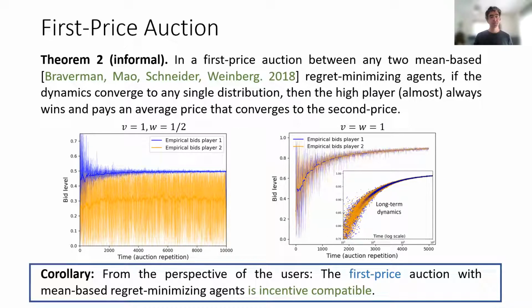And this result has an interesting corollary: from the perspective of the users, they see a second price auction when they report their values to their agents. And so the first price auction with mean-based regret minimizing agents is incentive compatible. This is in contrast to what we saw in the second price auction.